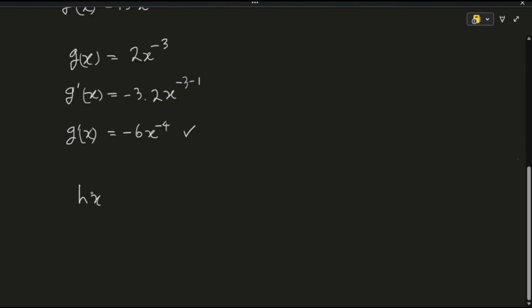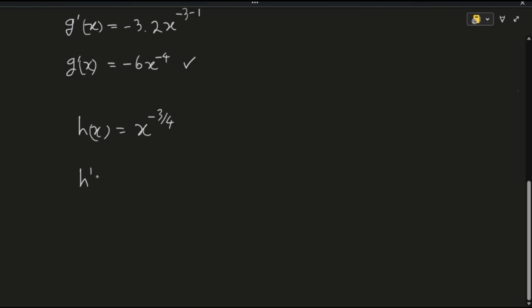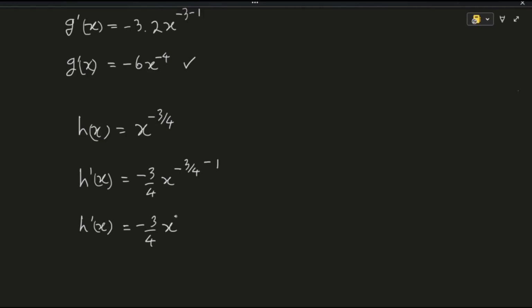What of this function? The differential coefficient of this function, the exponent is brought down and we subtract 1 from it. So the derivative of this function h prime is x exponent negative 7 over 4.